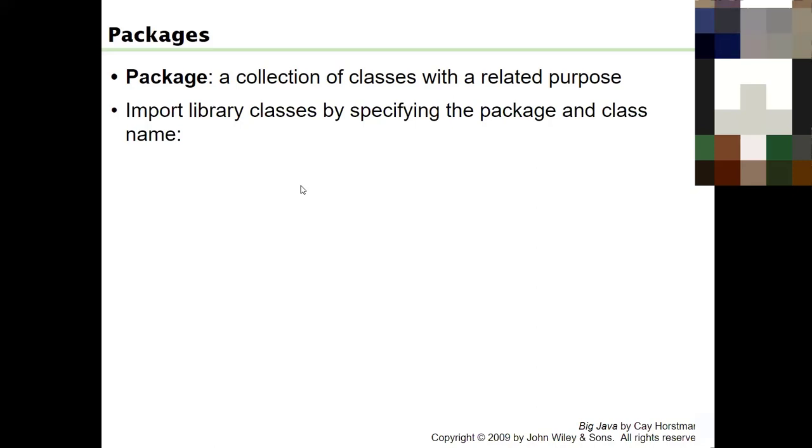To use a package, you import library classes by specifying the package and the class name. So for example, if we're using the Java library rectangles, we would say import. We put this right at the beginning of our program or our source file. We say import java.awt.Rectangle. And now we can use rectangles in our code because now we've loaded that package. The compiler knows what that is now, and we can create rectangles with our constructors.